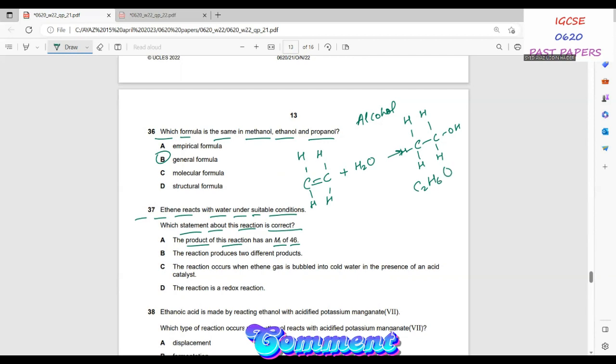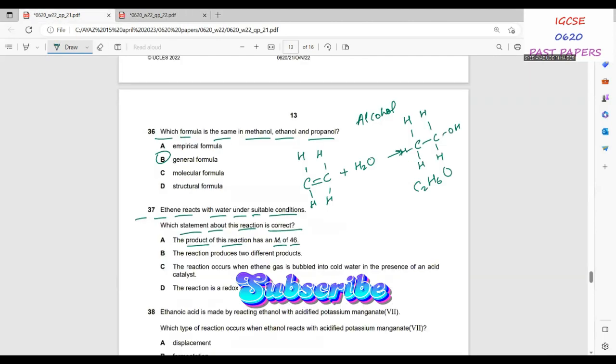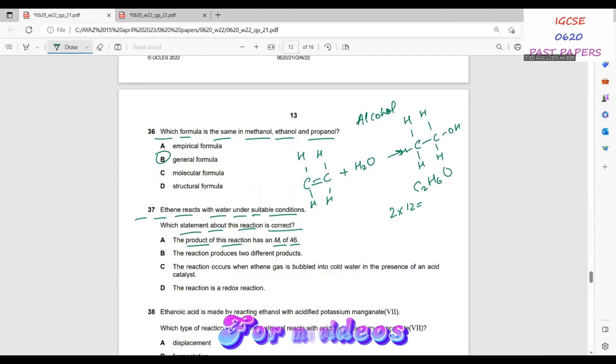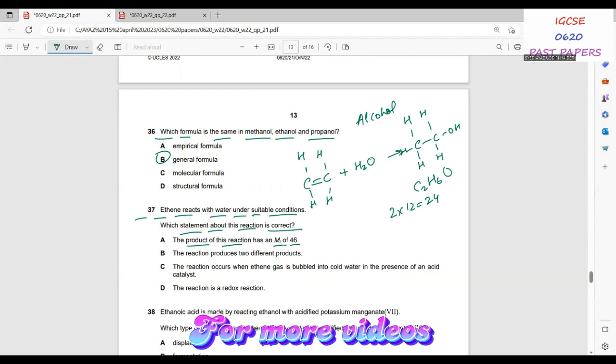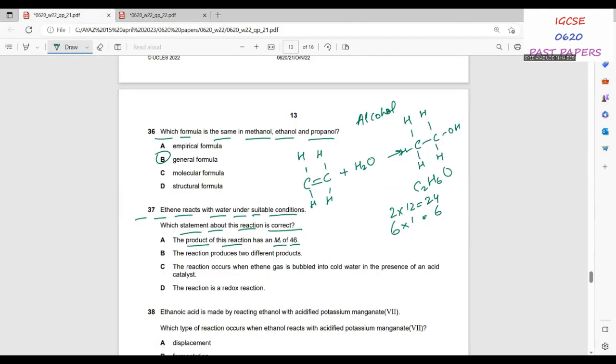If you work out the Mr for this one, we have 2 carbon atoms. The Ar of carbon is 12, so 2 multiplied by 12, we'll get 24. We have 6 hydrogen atoms. We'll multiply 6 by 1. We'll get 6 here. What about oxygen? Ar of oxygen is 16. We have 1 oxygen, so we'll multiply 1 by 16. We'll get 16. If you add these up, you will get 46. So A will be the right answer in this case.